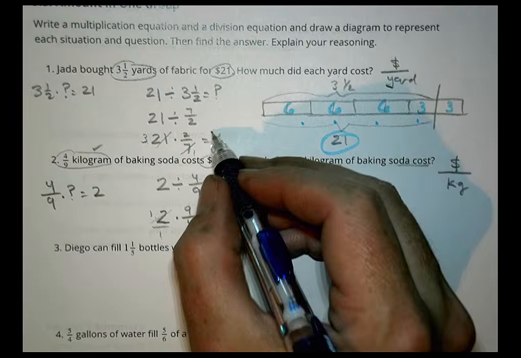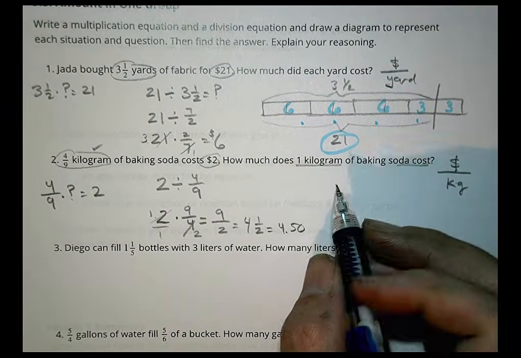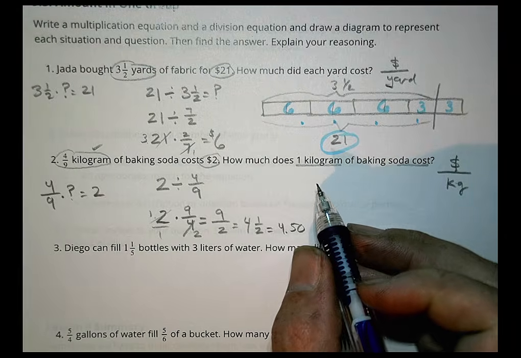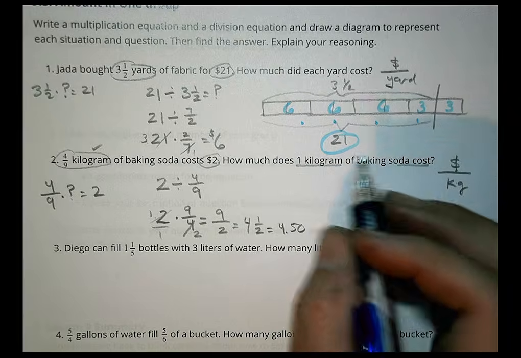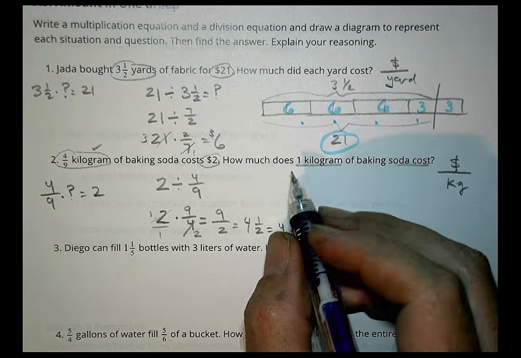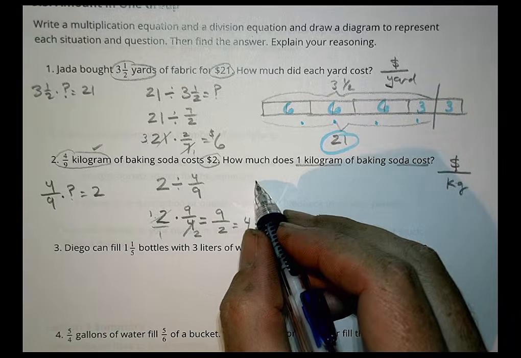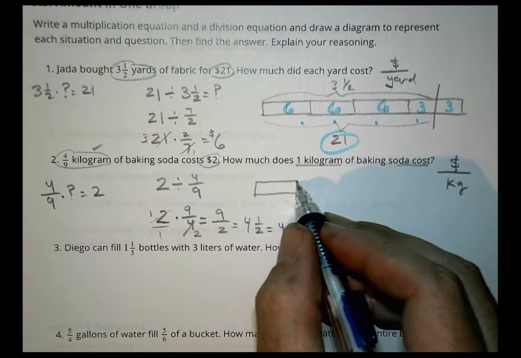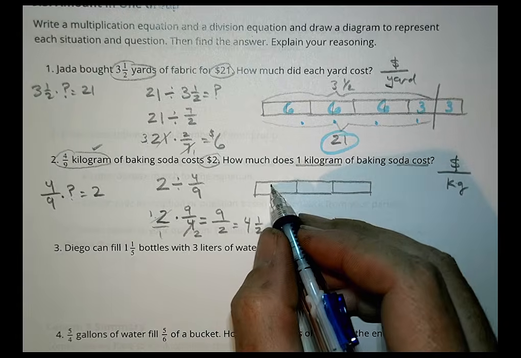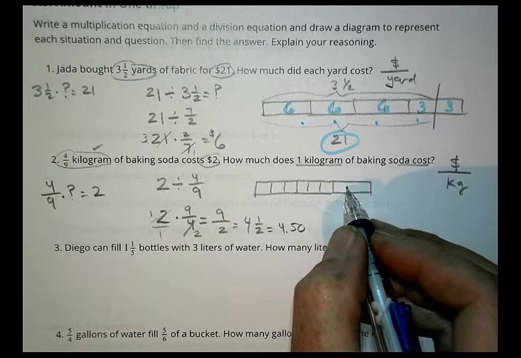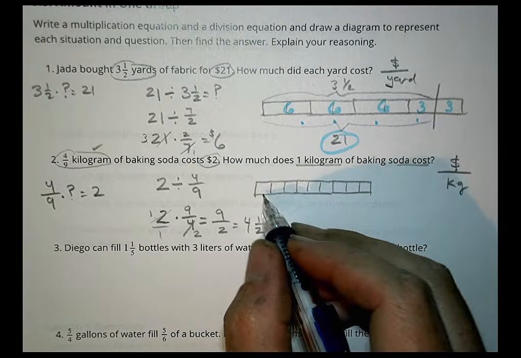Just like up here, I sort of said $6 there. How can we show that there? Well, let's show it this way. We know that 4/9 of a kilogram costs $2. That's what we know so far. So 4/9, let me think about this. Okay, let's go with ninths. So we're going to divide this into ninths. This is 3, this is 9 out, these are ninths.